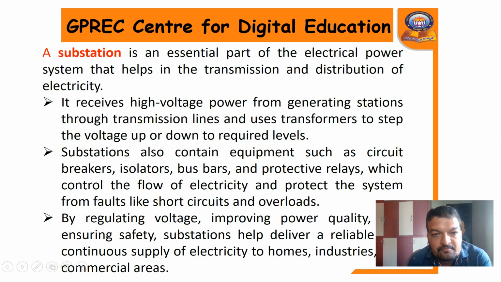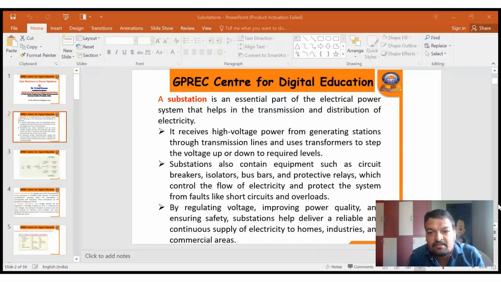So, the main use of the substation is not only to step up or step down the voltage, but it also controls the flow of power, which may be real power or reactive power. For safety purposes, we are using various equipment like circuit breakers, isolators, bus bars, and protecting relays, regulating the voltage, improving power quality, and ensuring safety. Substations help deliver a reliable, continuous power supply. That is the main function of the substation.